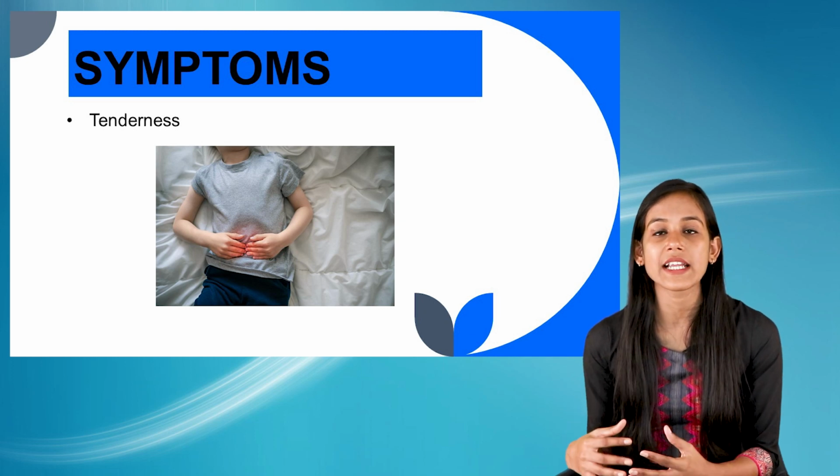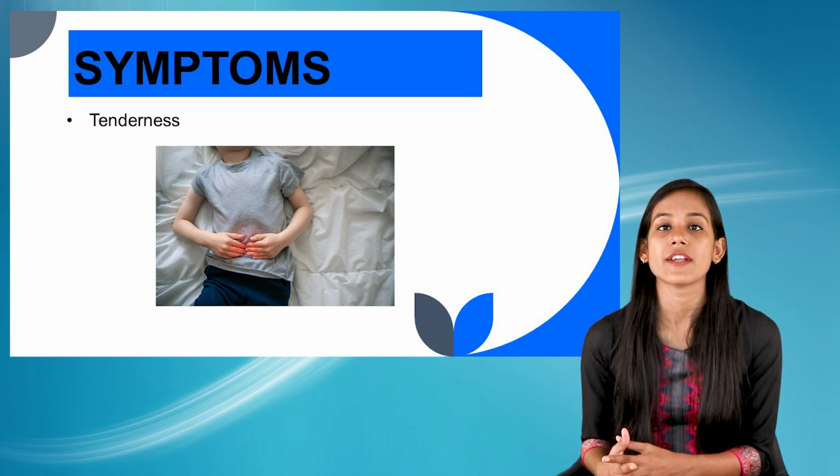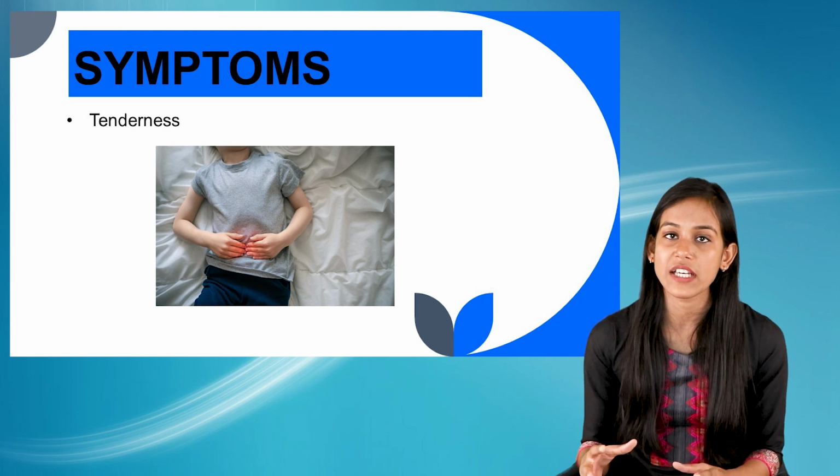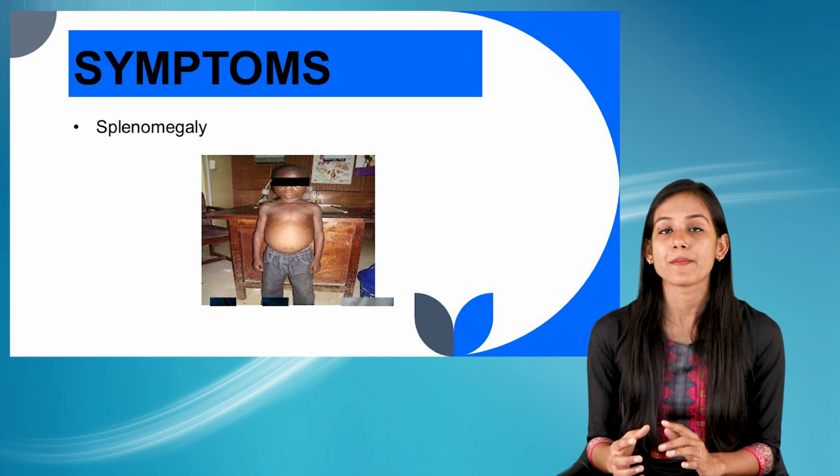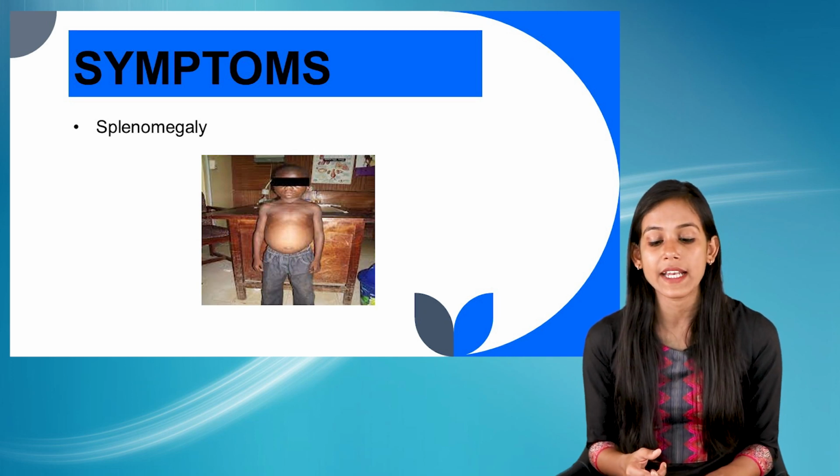So, basically, in the right upper quadrant, right? As there is inflammation of the liver, you can see there would be tenderness also, right? Apart from these things, there will be splenomegaly and lymphadenopathy. So these are certain symptoms which we can say are hepatic symptoms, right?